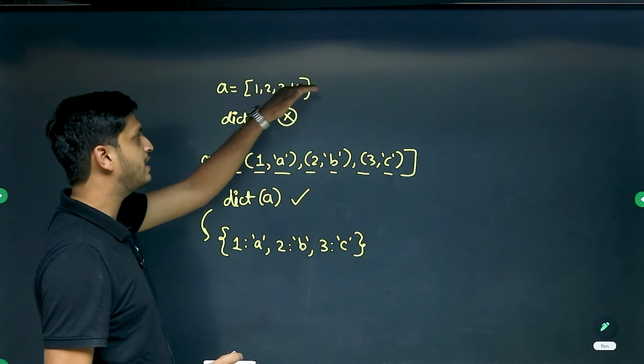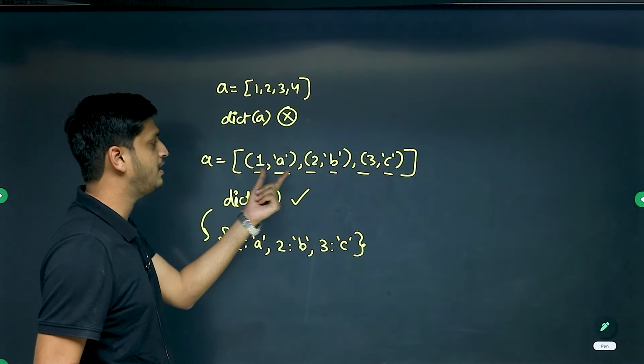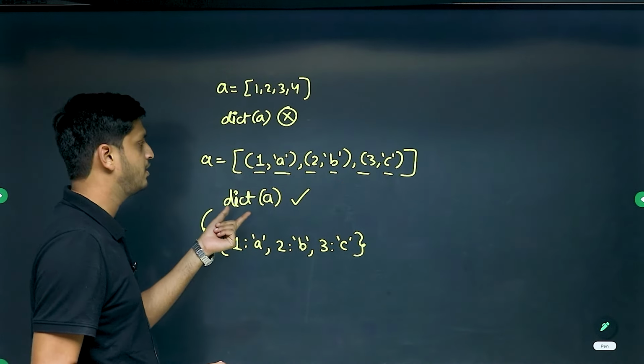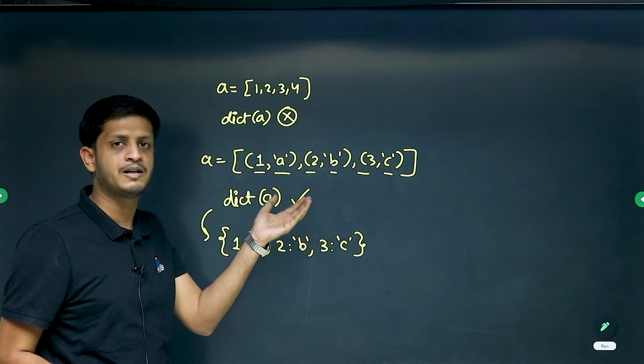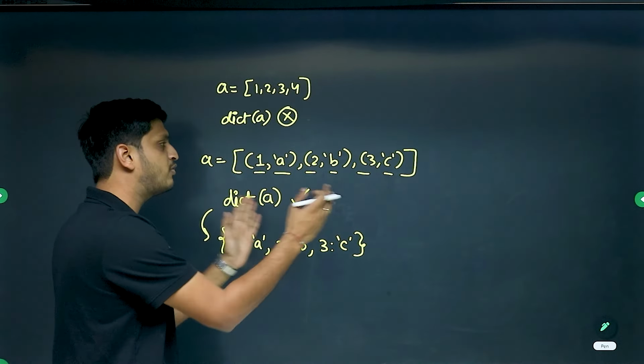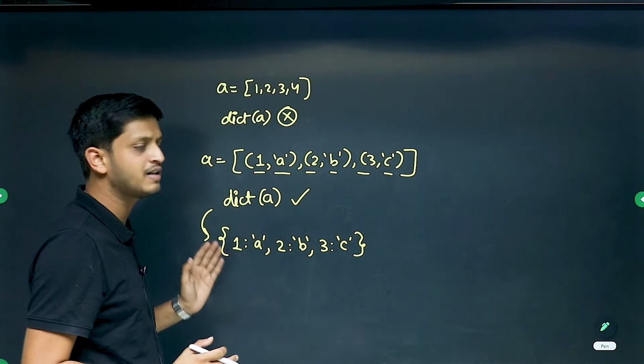So you cannot pass any iterable. The iterable must contain tuples. Then only you can use it. And you can also have a set containing tuples or a tuple containing tuples, any iterable, but it should contain tuples of two values. Then only you can create a dictionary like this.